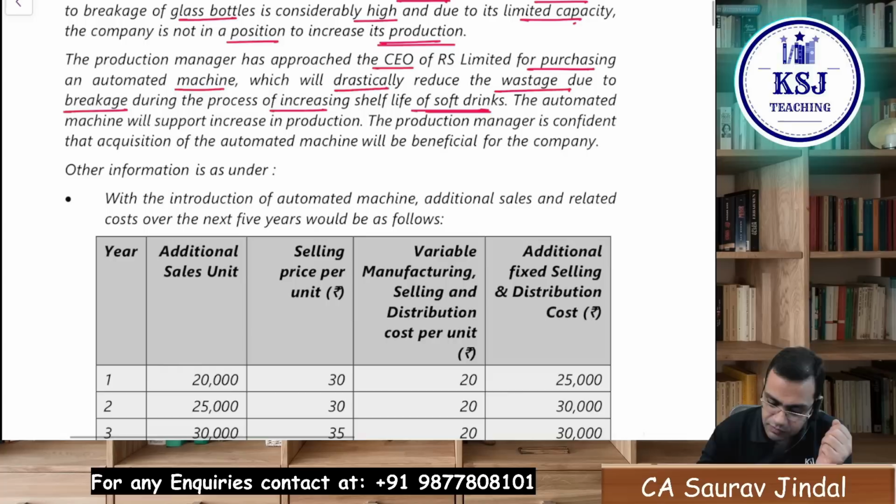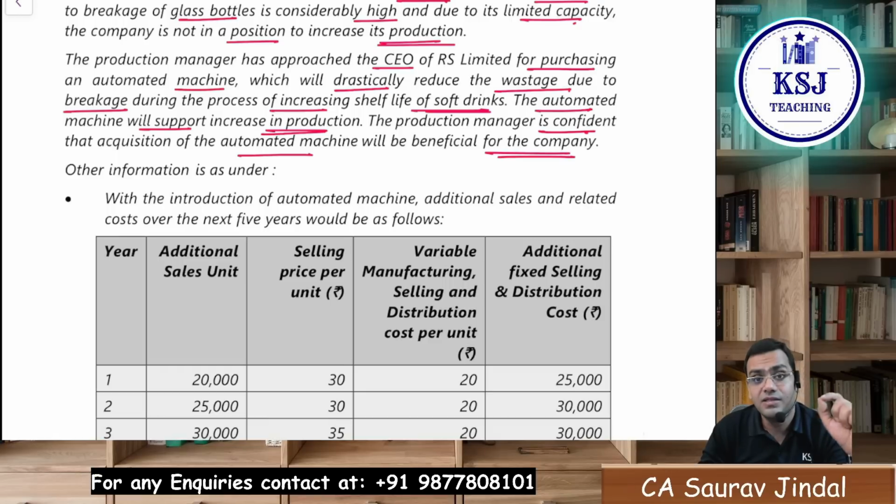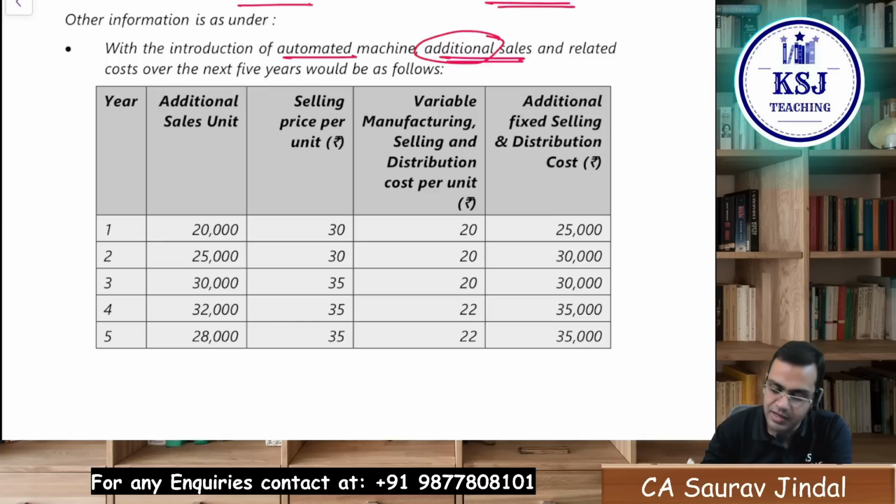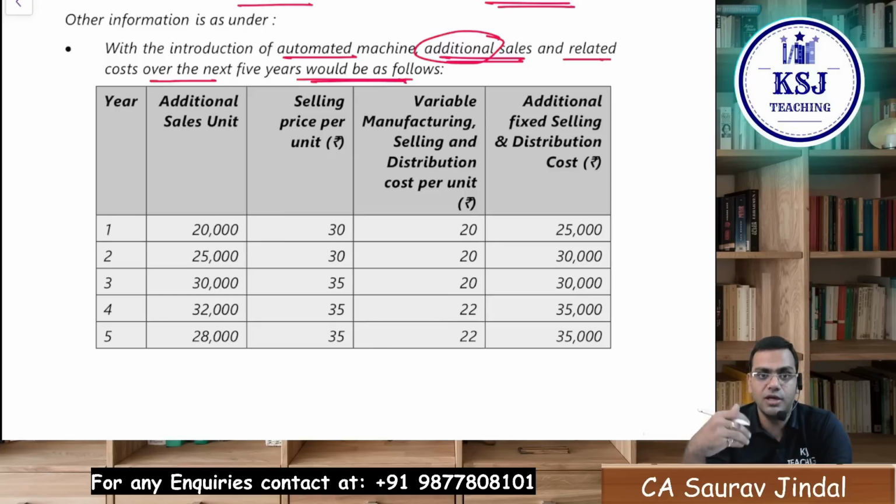The automated machine will support an increase in production. The production manager is confident that the acquisition of the automated machine will be beneficial for the company. Now, this is a question on replacement decision, the replacement of the old machinery with the new machinery. Other information is as under. With the introduction of the automated machine, the additional sales and related costs over the next 5 years would be as follows. If you buy this new machinery, what will be the additional number of units that we will be able to sell? What will be the additional cost that will be incurred? Those details are given to us.